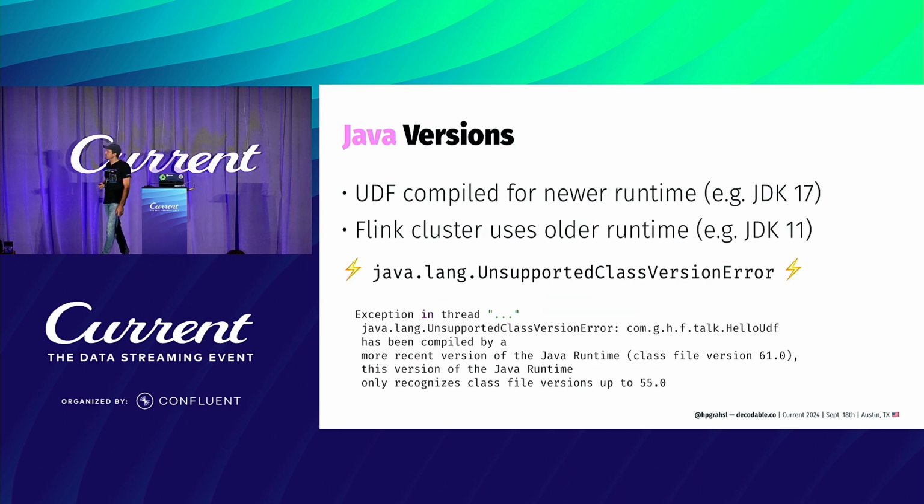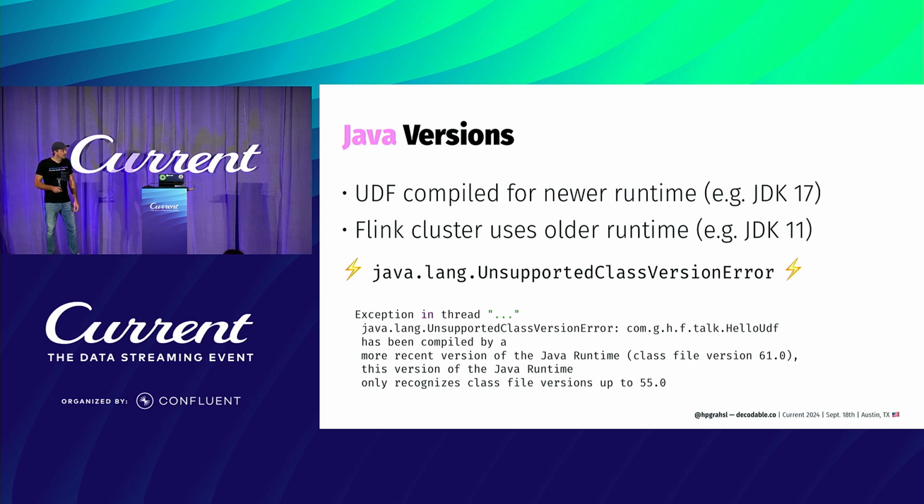Now, 2 aspects that matter when you start implementing those UDFs. The first one is a classic version mismatch. Let's say you only had the best intentions and you wrote your UDF with JDK 17 in mind, and then somebody came along and tried to use that UDF in a Flink cluster that expected Java 11 as a runtime. Unsurprisingly, that won't work. That gives you an unsupported class version error.